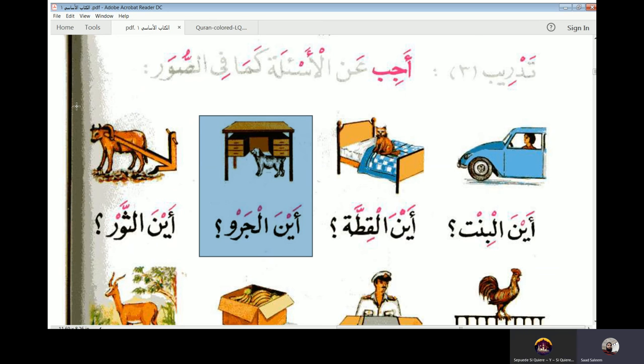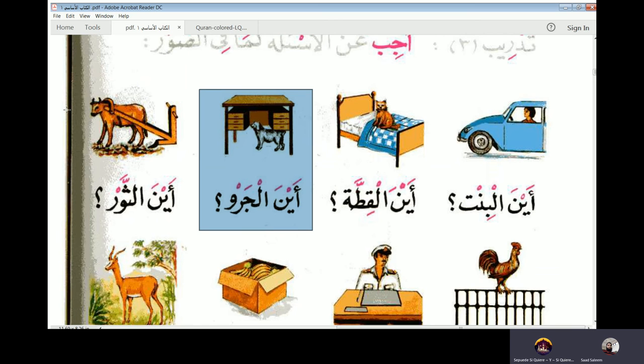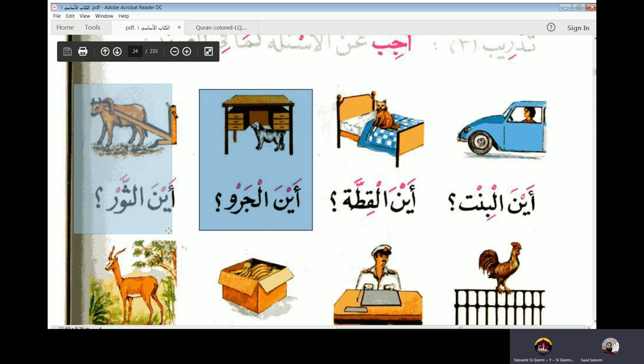Where is the puppy? Where's the puppy? الجارفون is under. How do you say under? تحت. الجارفون تحت المكتب. He is under the desk.